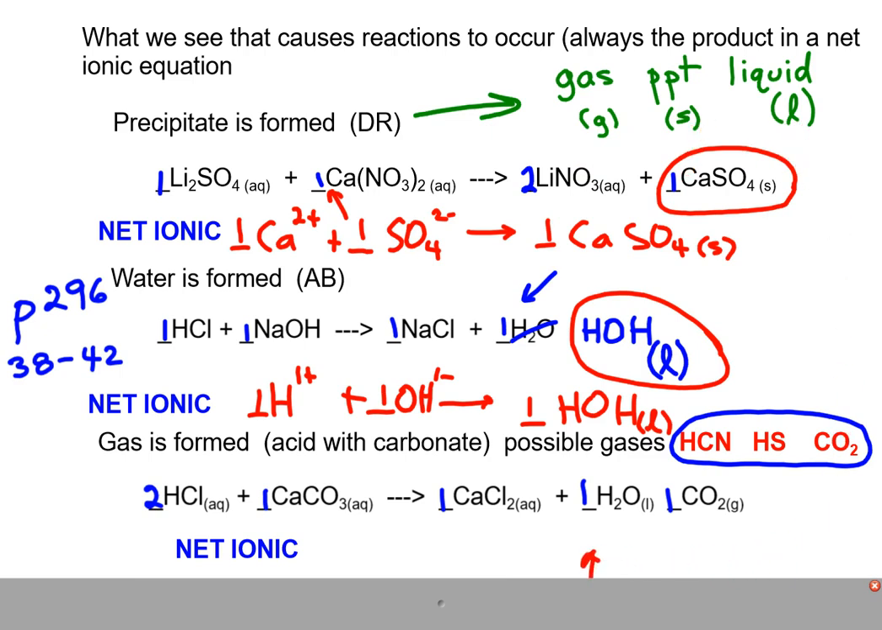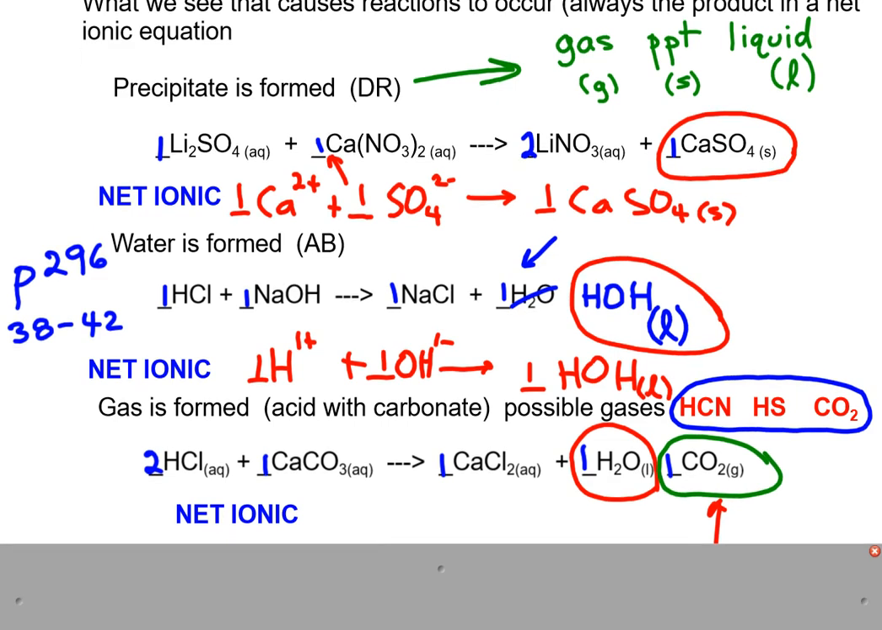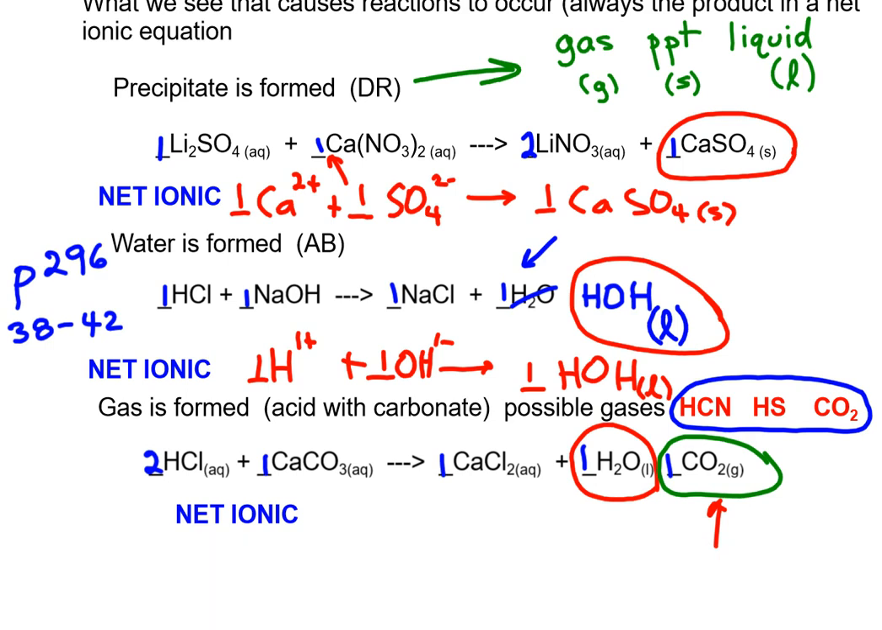Okay? Who should I take? Water, absolutely. That's my liquid. So I'm going to go ahead and circle that. Do I have any others? Carbon dioxide, gas, you bet. So both of these are going into my net ionic equation. And this. All right, good.